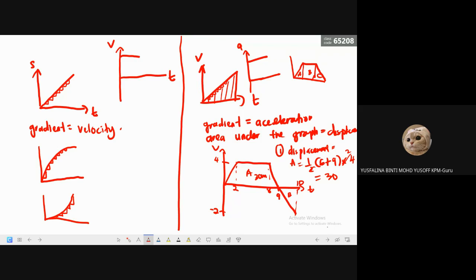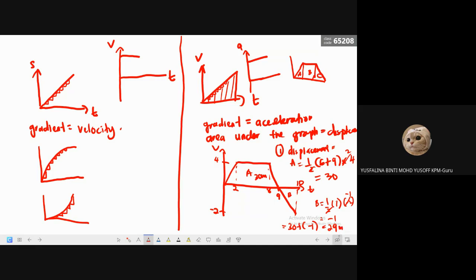How about this one? Because it's a displacement, it's a vector, you need to include the negative. So for B, half times 1, because 9 to 10 is only 1, the base, and the height is negative 2. So basically you will get negative 1. Then after that you add these two together. So 30 plus negative 1, you will get 29 meters. That is the displacement.